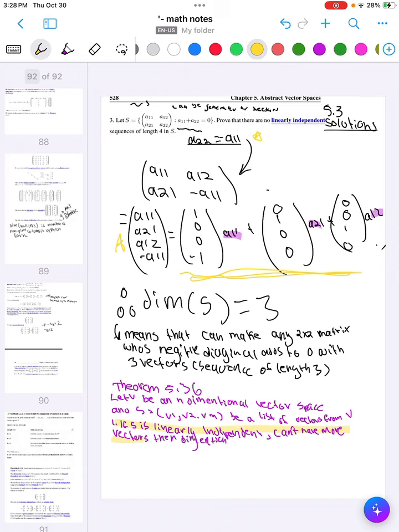5.3.6 in the book, it states that if you have a vector space, which in this case is S, and if you were to have a list of vectors, then if it were to be linearly independent, then it could not have more vectors than the dimension of the vector space. So in this case, the dimension of the vector space is 3. So if you were to have a sequence of vectors greater than 3, such as 4, then the sequence would not be linearly independent. Therefore proving this question.